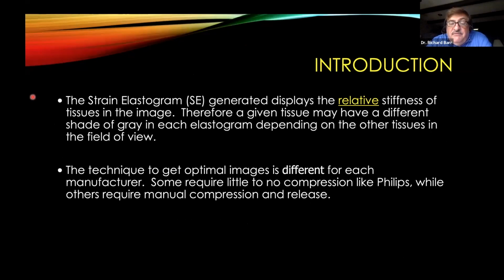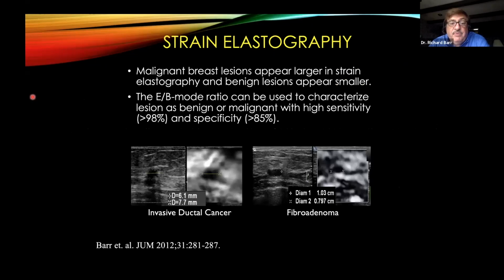The strain elastogram generates the relative stiffness of tissues in the image. Therefore, you may get a different value or shade of color depending on what other tissues are in your field of view. The technique to get optimal images is really different for each vendor. Some require no or little compression, like the Philips, while others may require you to manually compress and release the tissue. So in the Philips, you actually do nothing, do not move the probe. It would be the same technique as if you're doing shear wave. And one interesting feature, and although strain is not quantitative, there's a very unique feature that happens in breast.